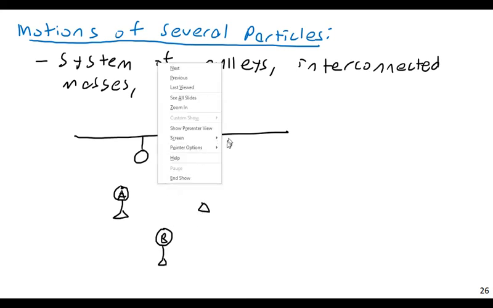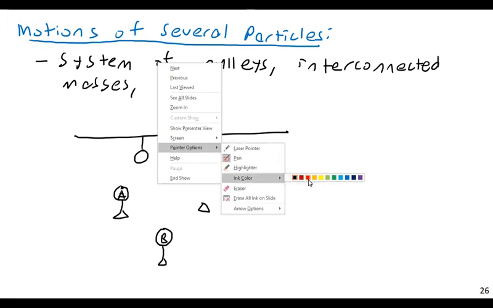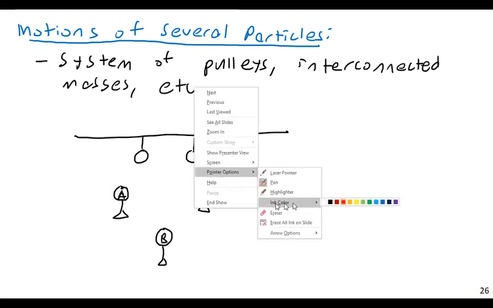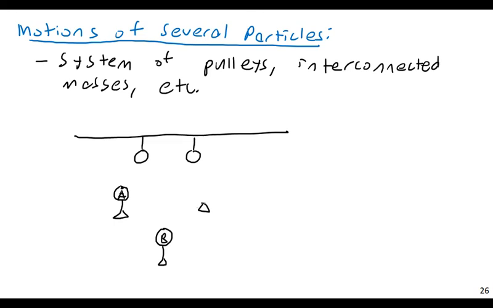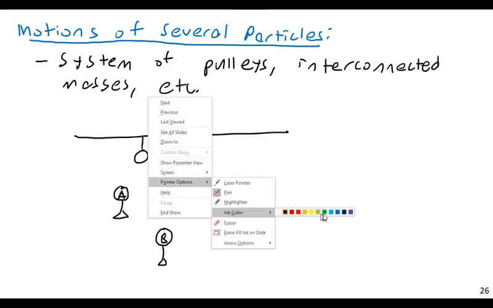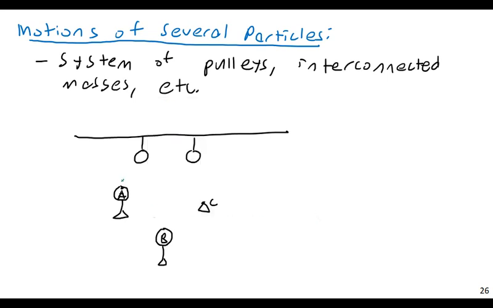So this is the kind of system where I might want to look at the system or the motion of independent objects. I might call this one point C here. And then let me show you how the cord might go. So maybe in green I'll draw the rope.